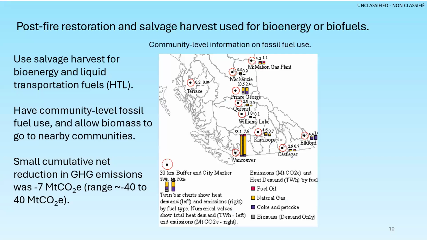And what's great in BC, we have community level data on the fossil fuel use for various communities. So in this map, it has colored bars that show for a given community how much heat demand there is and what types of fossil fuels that they're using. So we know in Vancouver, for example, they have a lot of natural gas, a little bit of fuel oil that's being used for heat. So with this information, we could understand the GHG reduction of using bioenergy in place of fossil fuel burning.